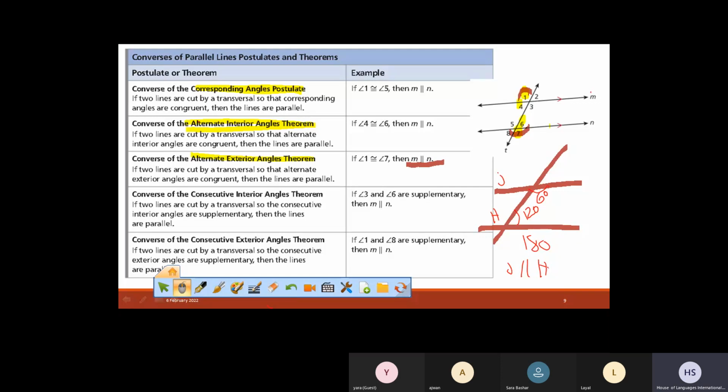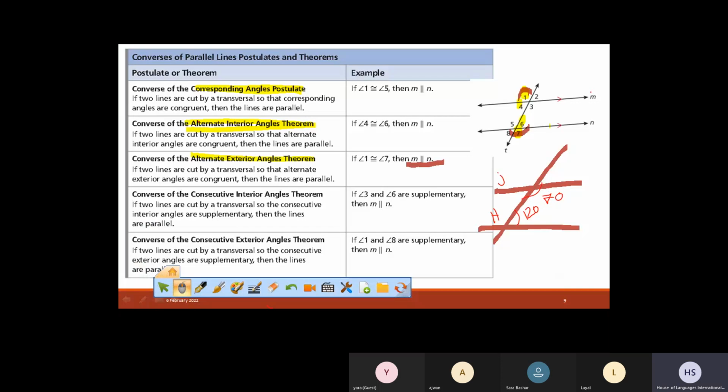Is it clear? But if you find, as an example, like this, if I give you this is 70 and this is 120, look at them now here. They are interior and they are alternate.